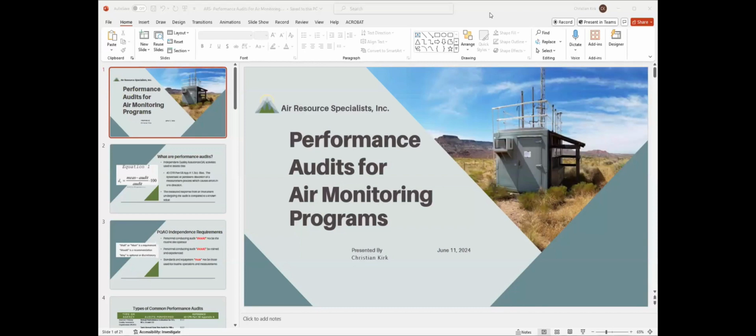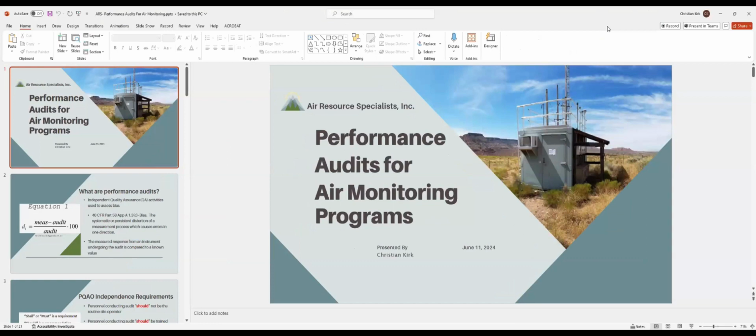I've got two presentations that I'll share with you. One is talking about the performance audits that your air monitoring programs may be subject to. And then the second presentation is going to be on the updates to ozone transfer standards that were published last year, which changed how ozone measurement traceability is done.